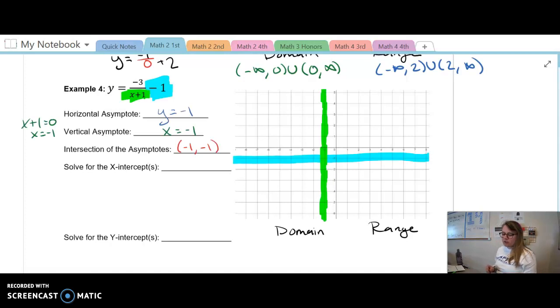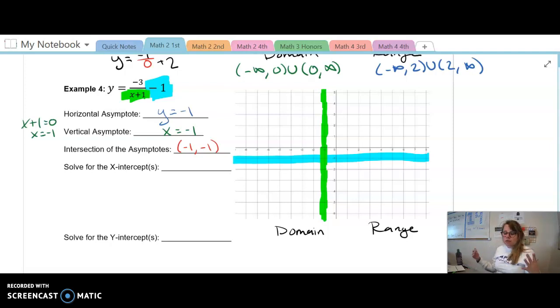Alright, so you should have found that your horizontal asymptote was negative 1 because of the negative 1 on the outside of the fraction. You should have found that your vertical asymptote is x equals negative 1 because you're going to put x plus 1 equal to 0 and find that x equals negative 1, and that would be our asymptote. I went ahead and graphed mine, as you can see on my graph. So then the intersection of the asymptotes is going to be negative 1 comma negative 1.